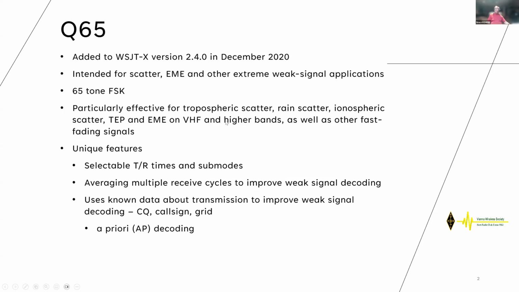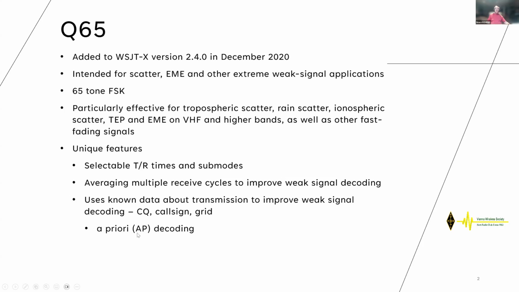It is used basically on 6 meters and up. A couple of things are unique about it. FT8 is FT8. Q65 is not Q65. There are different transmit and receive times, and then there are submodes. We'll talk about that a little bit. It has the ability to average signals over multiple cycles so that it can average out the noise and get better reception.